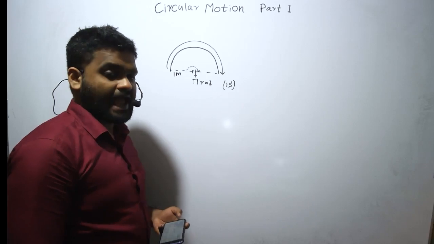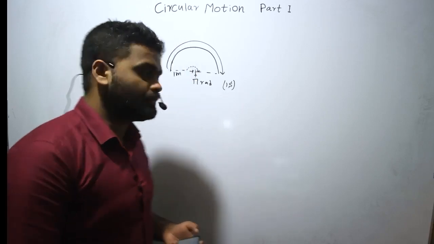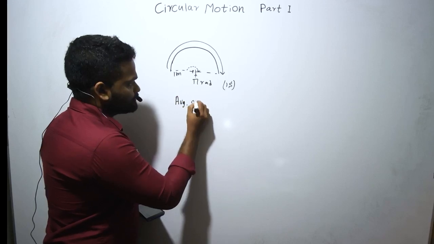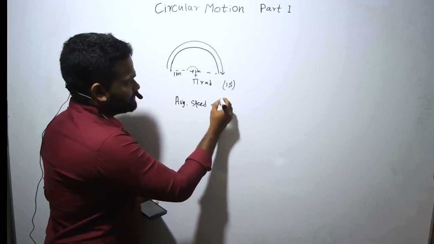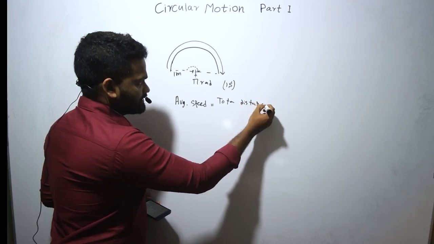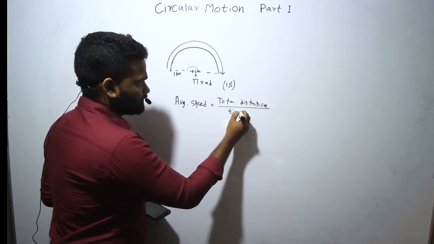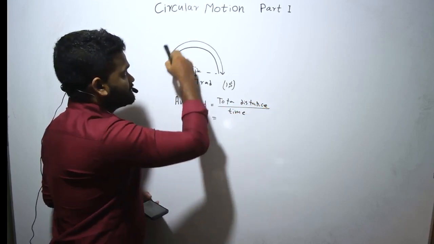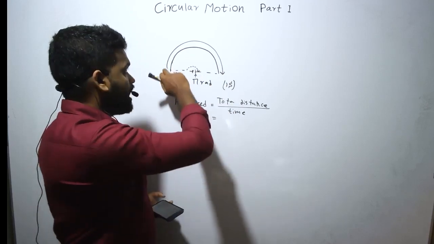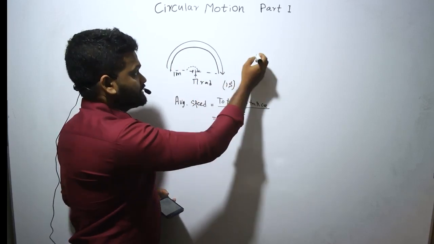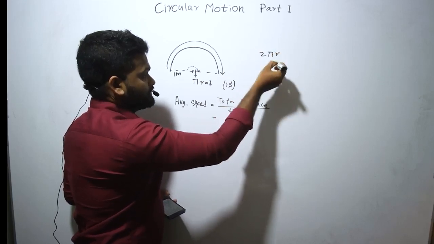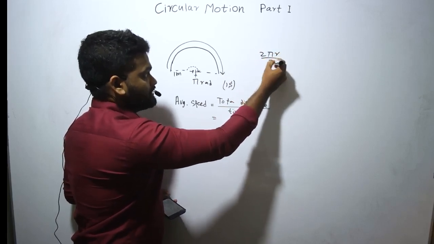So what they ask is average speed. What's the equation to find average speed? Total distance, not displacement, distance divided by time. So what is the total distance? This much. That is half of a circle, right? 2 pi r is the full circle, then you have to divide that by 2.